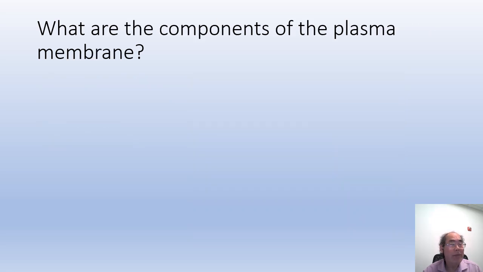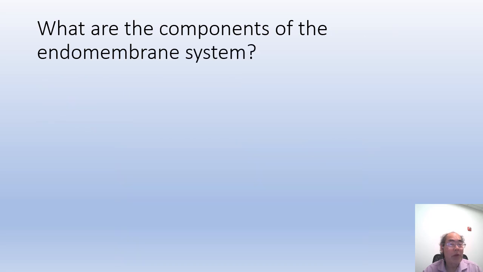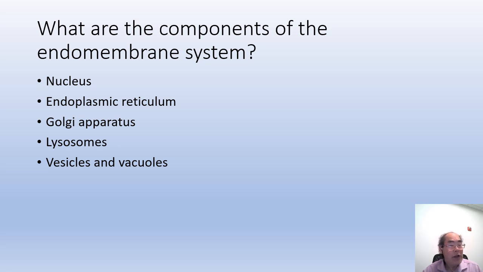What are the components of the plasma membrane? Please answer. Phospholipids are the main component, proteins, and carbohydrates. What are the components of the endomembrane system? Please answer. The nucleus, endoplasmic reticulum, Golgi apparatus, lysosomes, vesicles, and vacuoles.